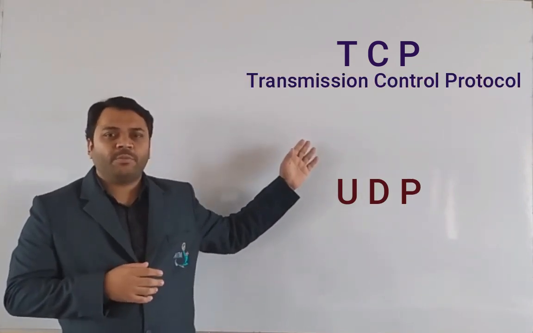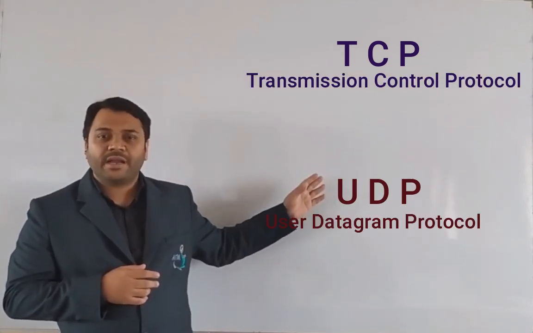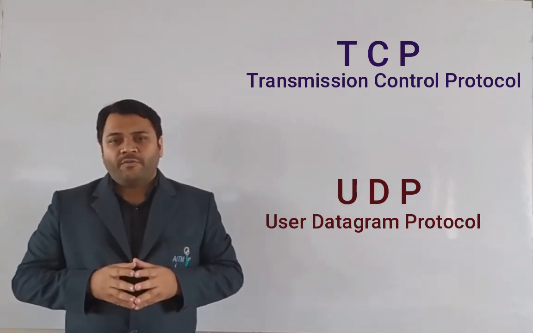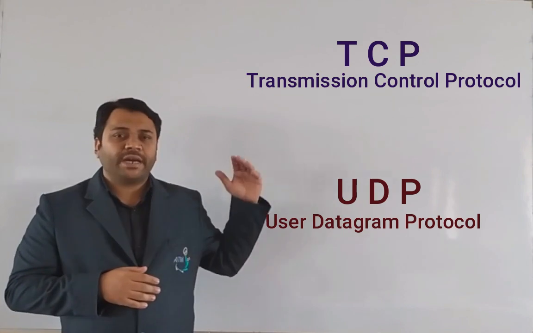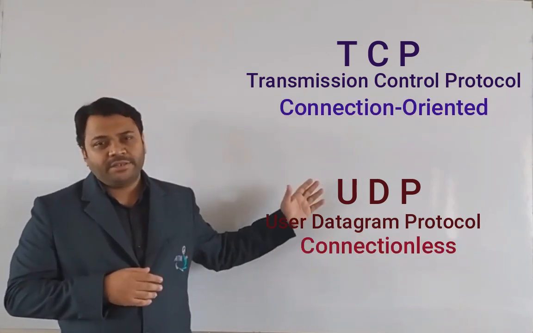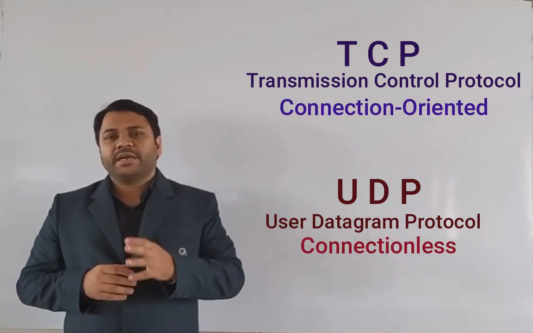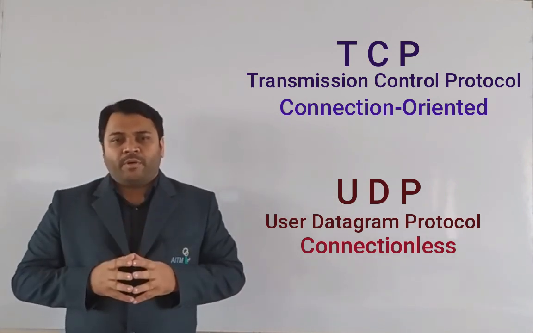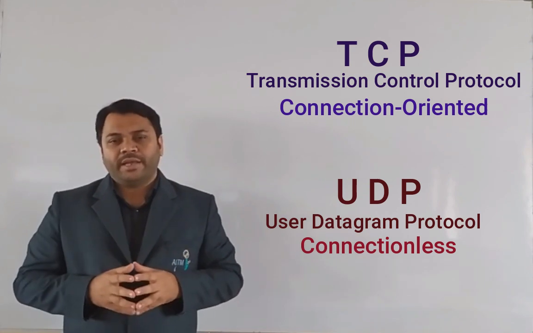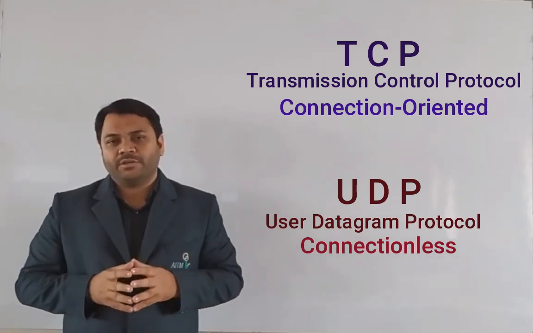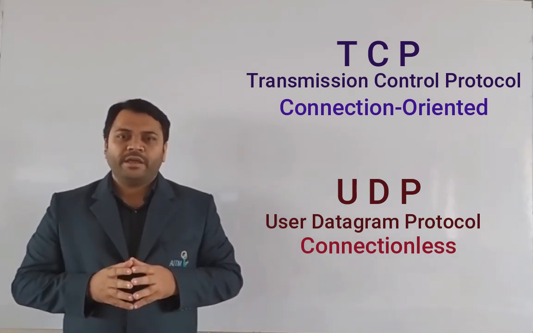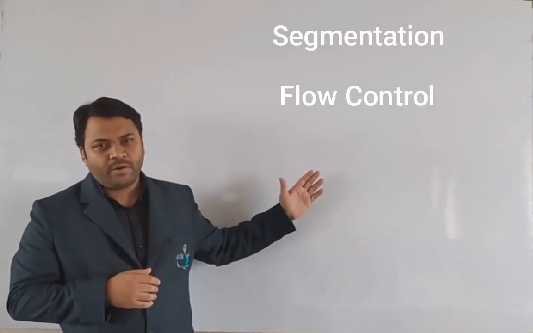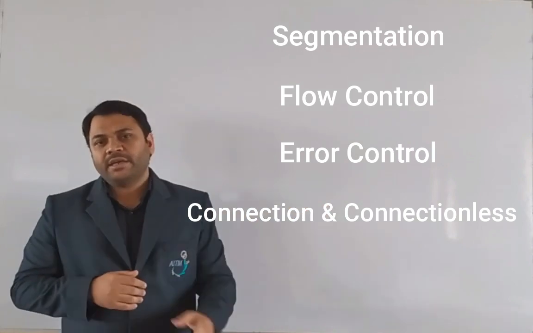TCP is the Transmission Control Protocol, UDP is the User Datagram Protocol. The transport layer performs two services: connection-oriented and connectionless transmission. TCP is a connection-oriented and UDP is a connectionless protocol. We'll see more about TCP and UDP in coming videos. So, the transport layer is involved in segmentation, flow control, error control, and connection and connectionless transmission.